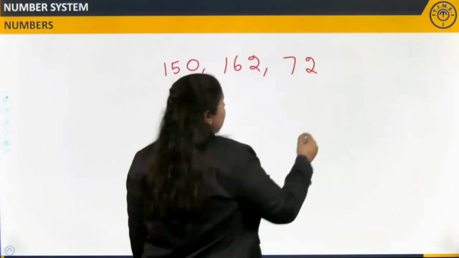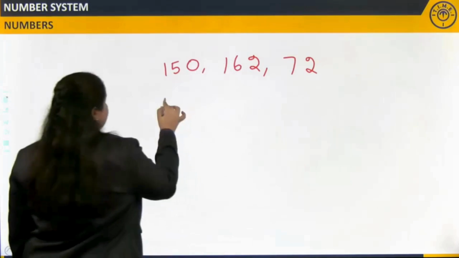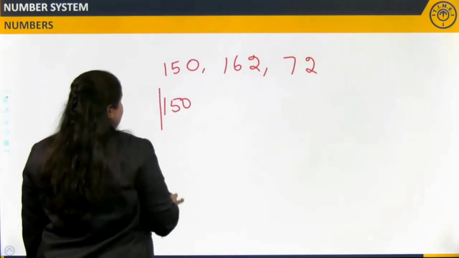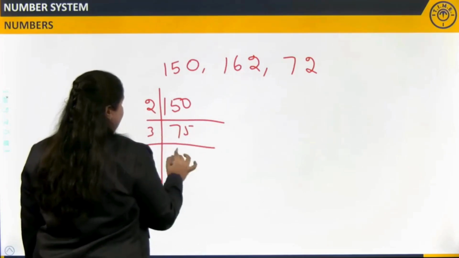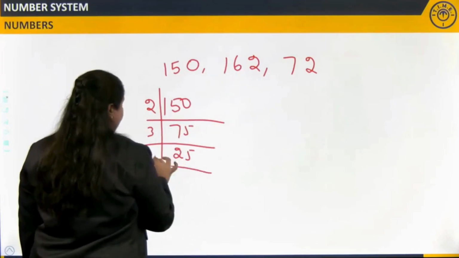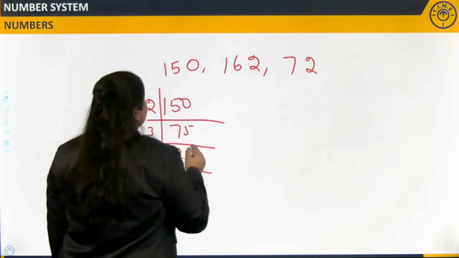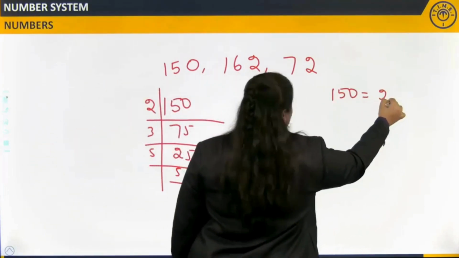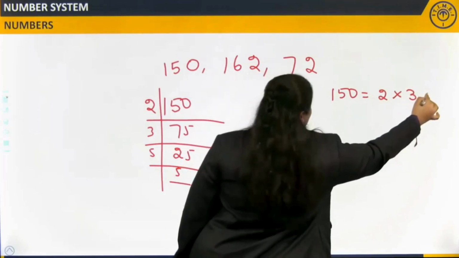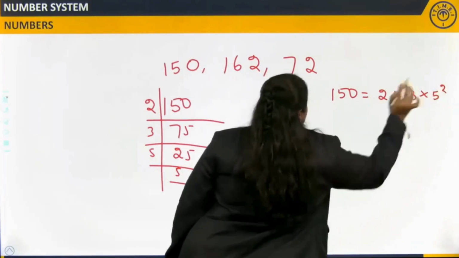What is 150 equal to? Let me write here and then clear, okay? 150, it's an even number. If you divide, you will get 75. If you divide, you will get 25. And then 5 5s are 25. So 150 is nothing but, how many 2s are there? 1. How many 3s? 1. How many 5s? 2. So 5 square.